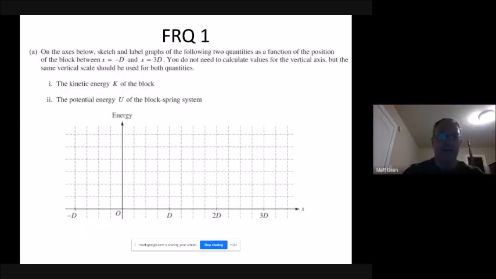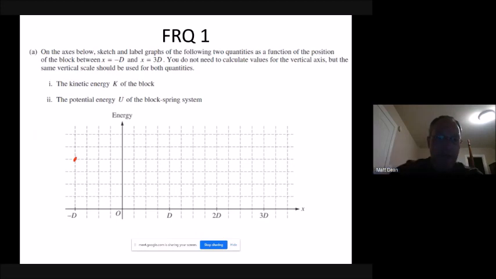What we need to think about is that at negative d, all of the energy is stored as elastic potential energy in that spring. I don't know how much potential energy there is. I'm just going to go up to 1, 2, 3, 4 units. That's where I'm going to start. So at negative d, all of the energy is potential.